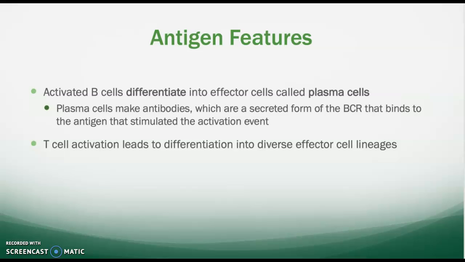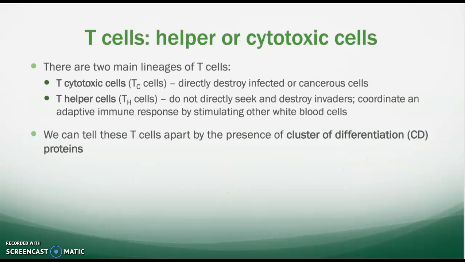We'll talk about what those antibodies do when they're in our blood and circulating in our body and how they go about taking care of the antigens. T cell activation, remember, leads to differentiation into very diverse effector cell lineages, and we'll talk about what those are. So T cells are interesting. The two that we're really going to concentrate on are the helper T cells and the cytotoxic T cells.